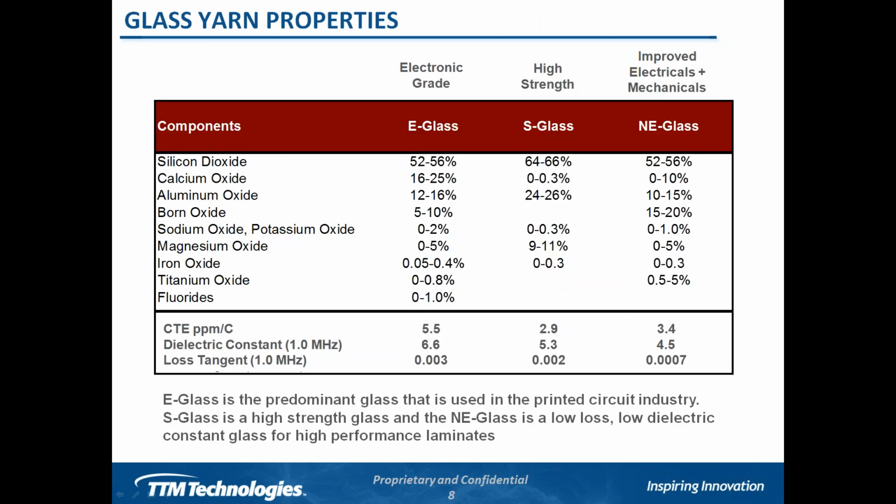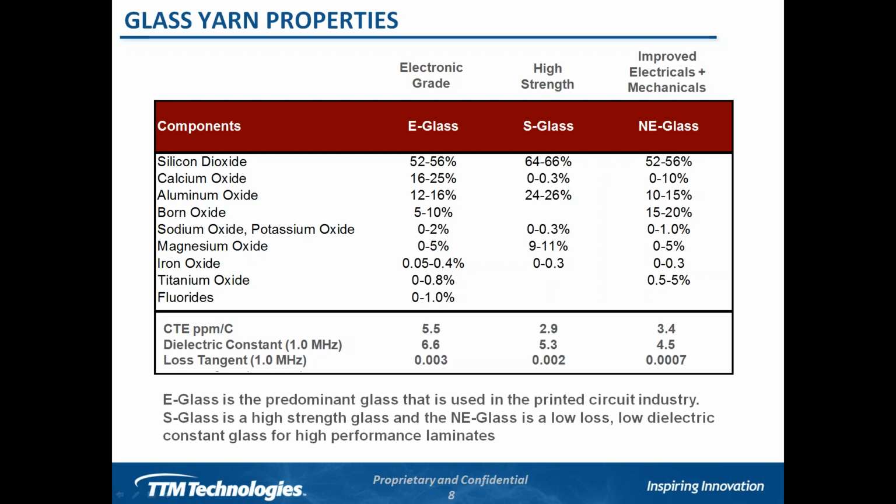And in terms of glass types, there's your standard E-glass or electronic grade glass, which has a certain subset of chemicals in it that form together to create the specific material properties. There is a high strength or S-glass version of this. Again, different proportions of chemicals to create different material properties in the final product. And then there's also glasses that have improved electricals and mechanicals. So a common one would be like an NE glass.